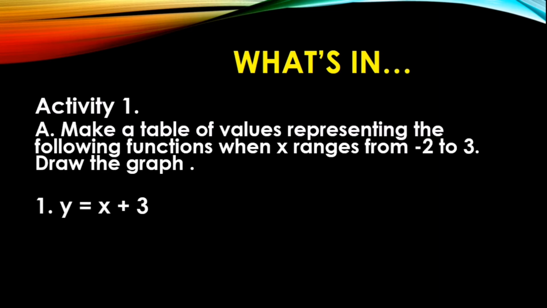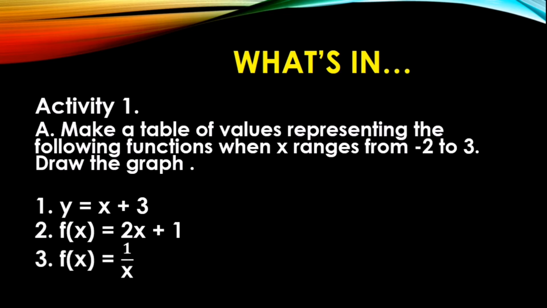Activity 1. Make a table of values representing the following function when x ranges from -2 to 3. Draw the graph. Number 1, given, we have y is equal to x plus 3. Number 2, f of x is equal to 2x plus 1. And number 3, f of x is equal to 1 divided by x.